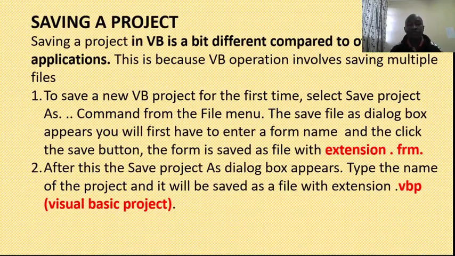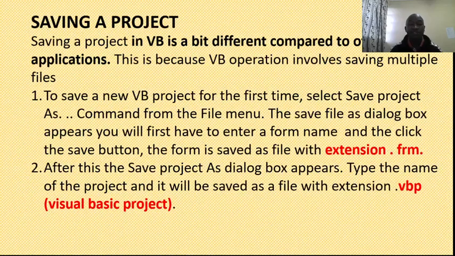Then, how do you save your VB application? Saving a project in VB is a bit different compared to other applications. This is because VB operation involves saving multiple files. To save a new VB project for the first time, select the Save Project As command from the File menu. This opens a dialog box. In the dialog box, it is important to note that you will first have to enter a form name and then click the Save button.